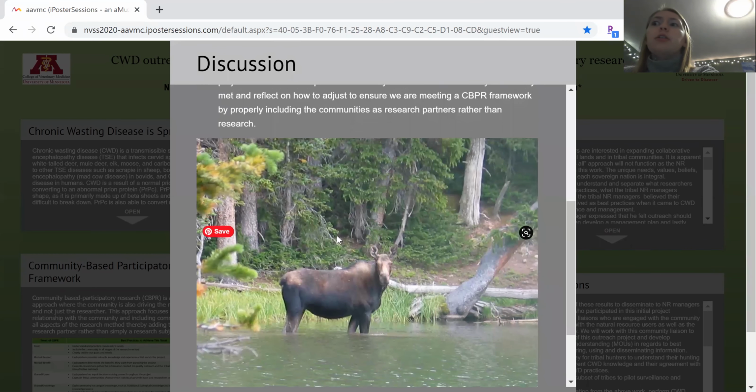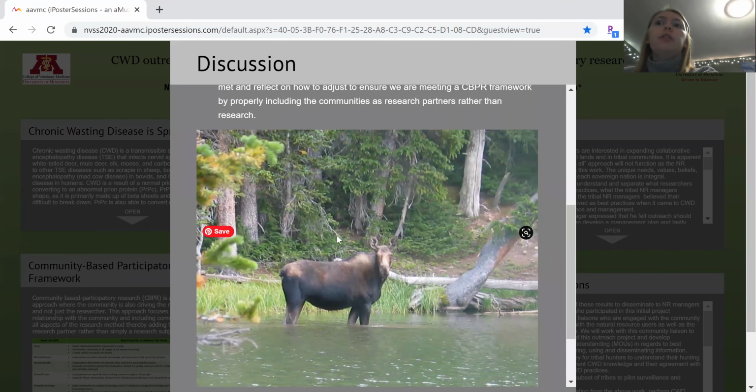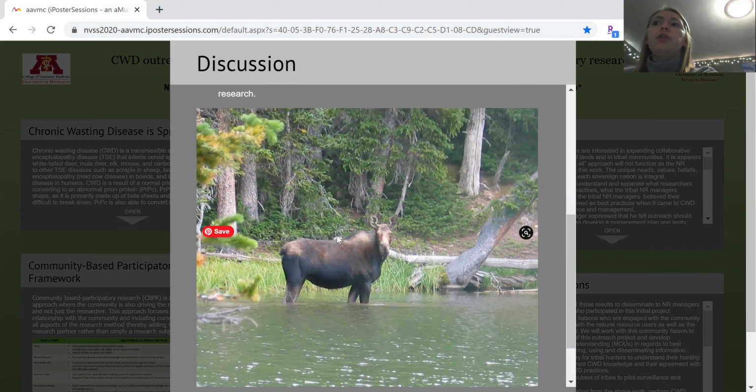It is an iterative process to identify where CBPR tenets may not be fully met and reflect on how to adjust to ensure we are properly including the communities as research partners rather than subjects.